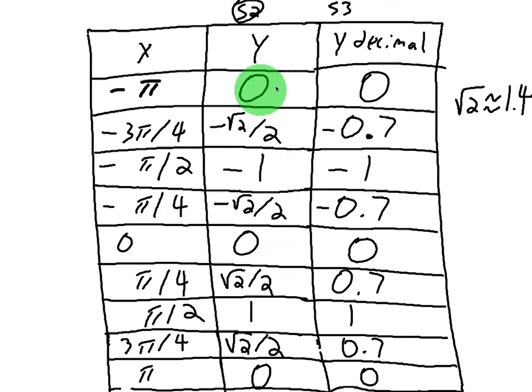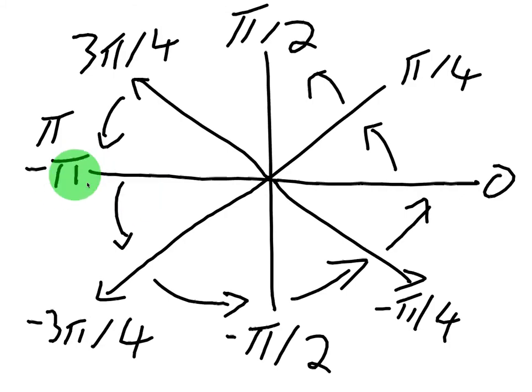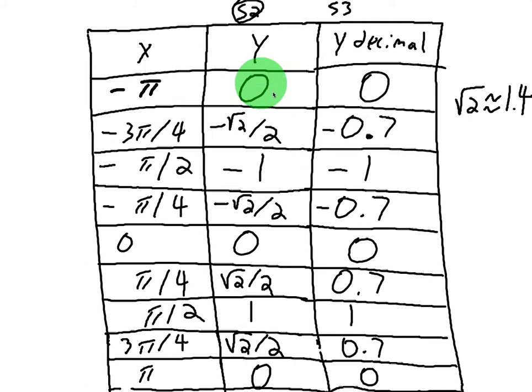So for example, what is sine of negative pi? Well, that would be the y value, which would be 0 on the unit circle. So we're going to put y there. And then in order to graph these, we need a decimal. So I have a third column here which says y decimal. Well, the decimal is just 0.